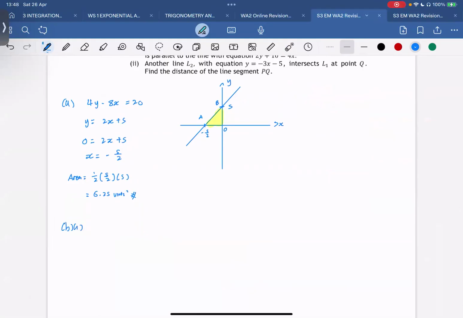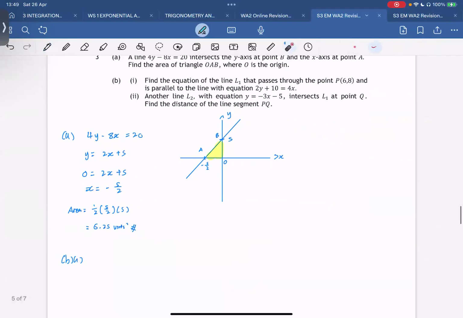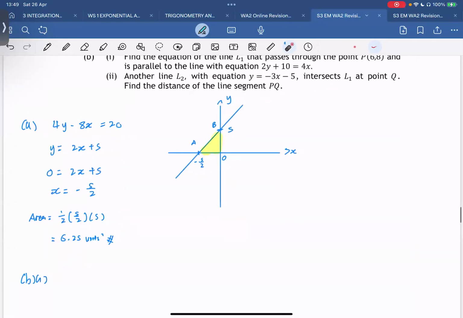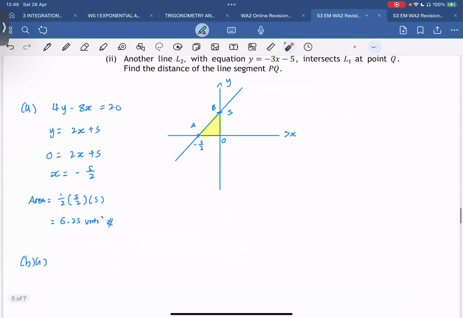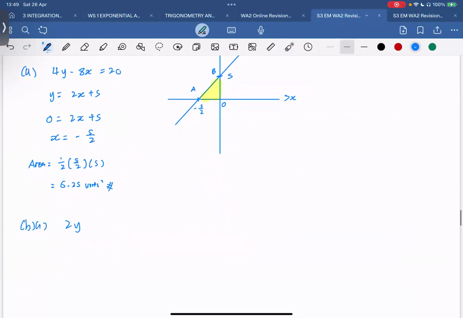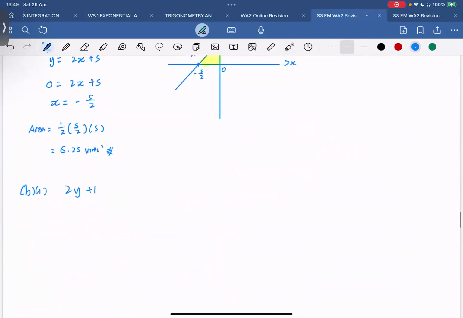Next, B part 1. Find the equation of line L1 that passes through point P and is parallel to the line with this equation. Right, so same thing. Whenever we have an equation of a line that is not in the form of y equals to mx plus c, we can simply convert it ourselves. So 2y plus 10 equals to 4x, right? Making y the subject, I will end up with y equals 2x minus 5.